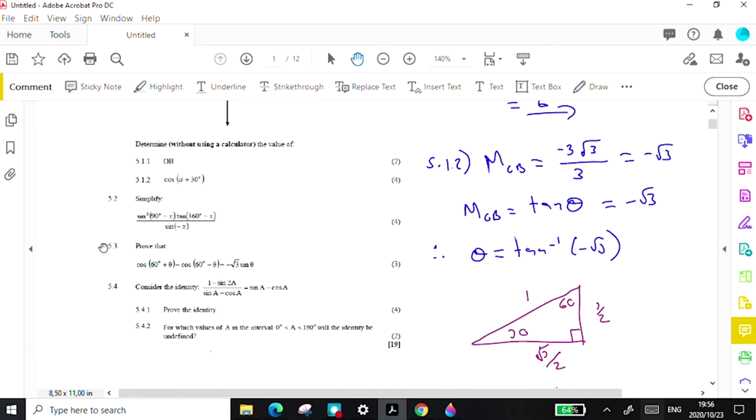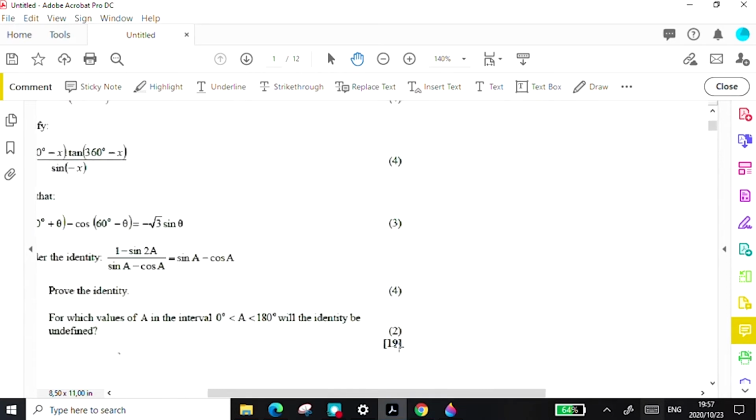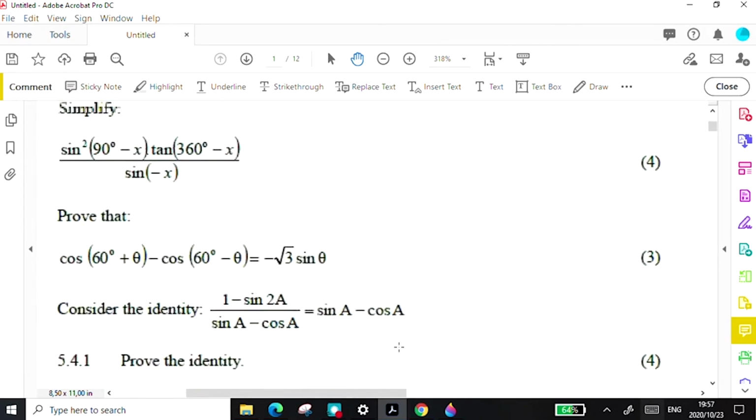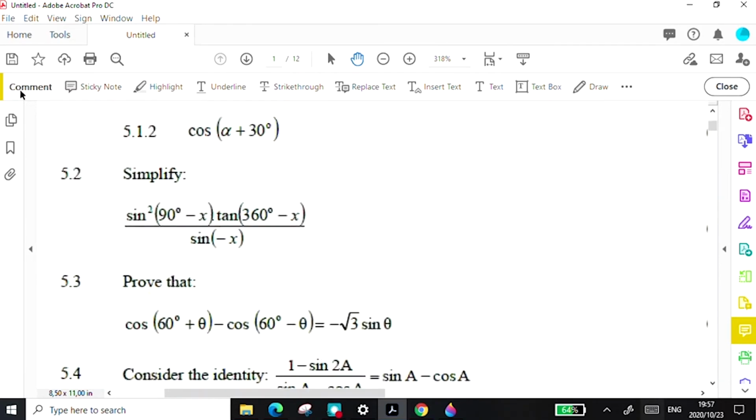And for number 5.2, we are required to simplify sine squared (90 minus x) tan (360 minus x), divided by sine of minus x.